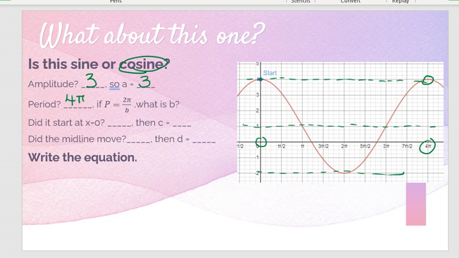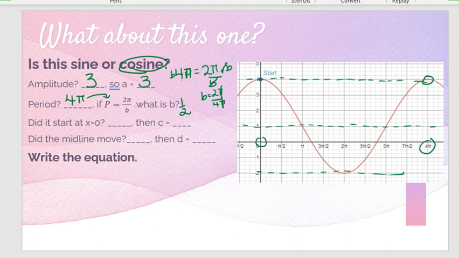If P is equal to 2 pi over B, what is B? So that means we're going to set this equal to the period right here. So 4 pi equals 2 pi over B. I'm sorry, guys. I think I'm really tired. All right, so I'm going to cross multiply or multiply by B. Divide by 4 pi. So B equals 2 pi over 4 pi. My pi's cancel, and this reduces to 1/2.